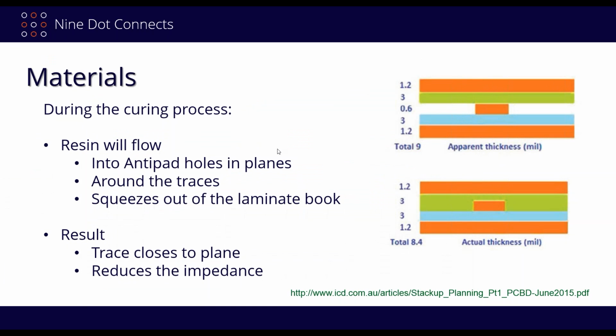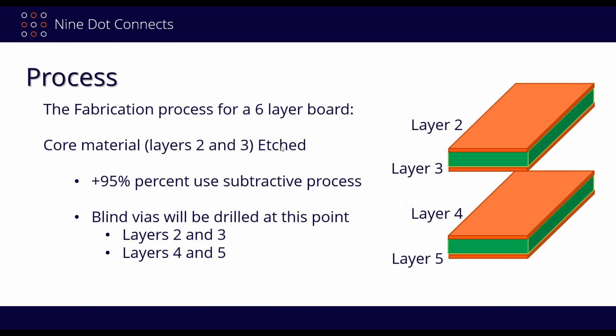All right, so let's talk about the process itself. What is the process? We talked about the different materials. What's the process? So the key thing you've got to remember about this process is that you work inside out, not top to bottom, not bottom up. You work inside out. So you work from the center outward. Okay, so let's talk about a 6-layer board for a moment.